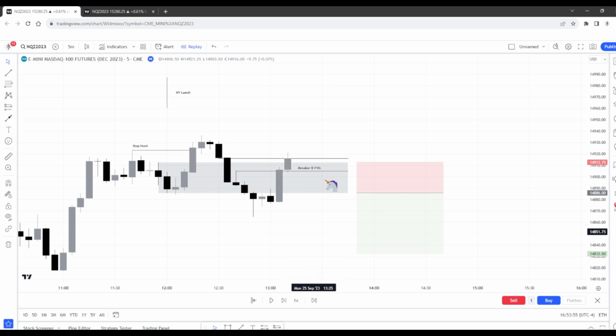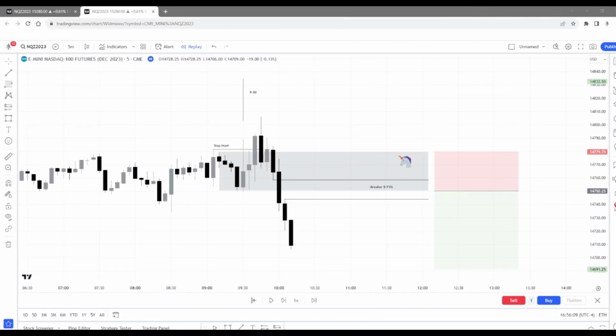At this point in time, you would be stopped out of your position. This is due to the bad displacement. We will now move over to an example of good displacement.